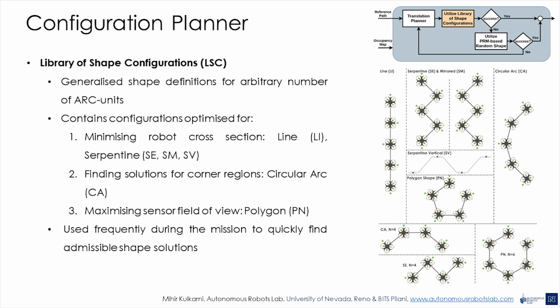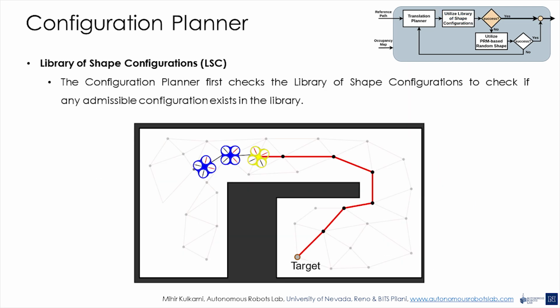The circular arc shaped configurations are optimized for passing through corners, and the polygon shaped configuration maximizes the field of view of the onboard sensors. The LSC is frequently used in the mission to find admissible shapes quickly. The LSC configurations are prioritized as they often provide admissible, collision-free solutions quickly in trivial environments, significantly reducing the computation cost of planning.